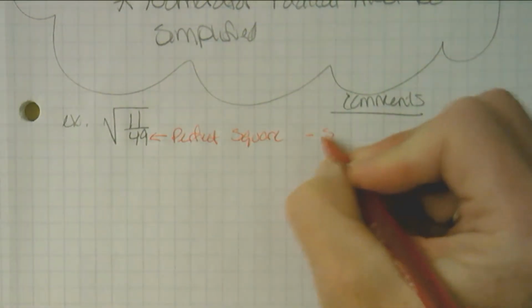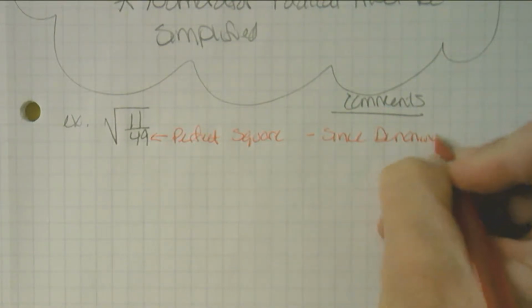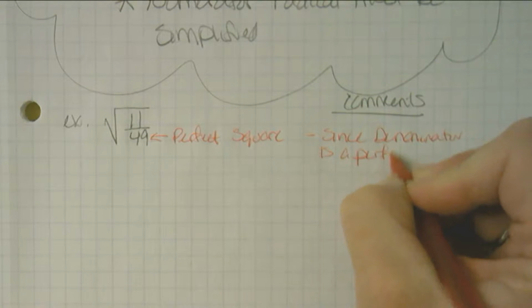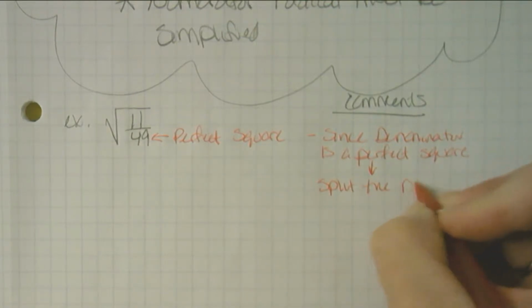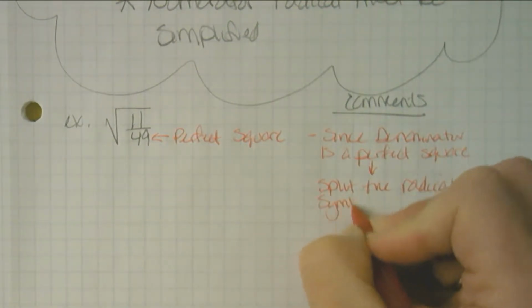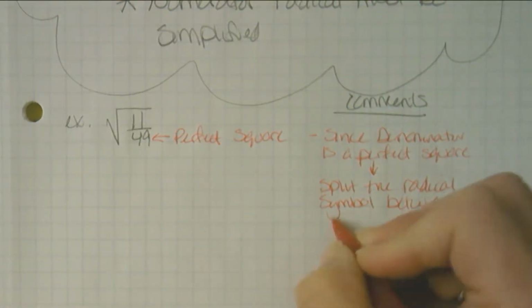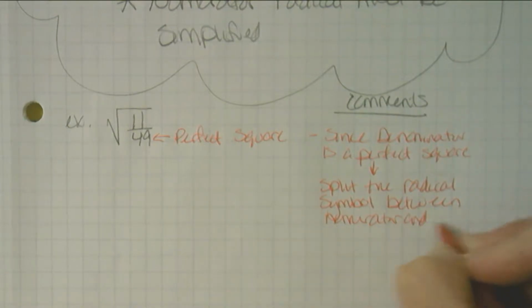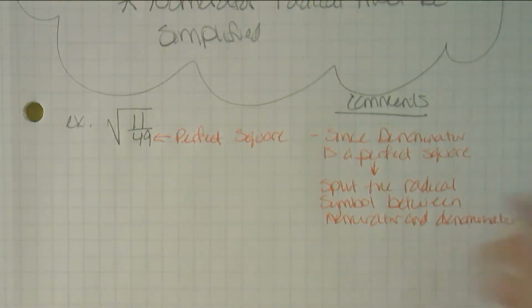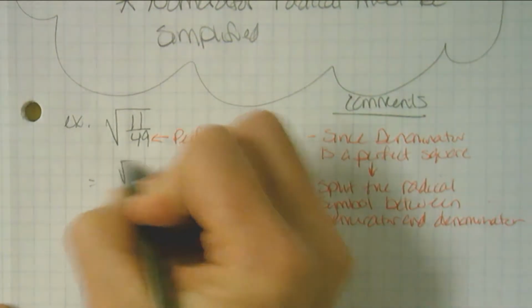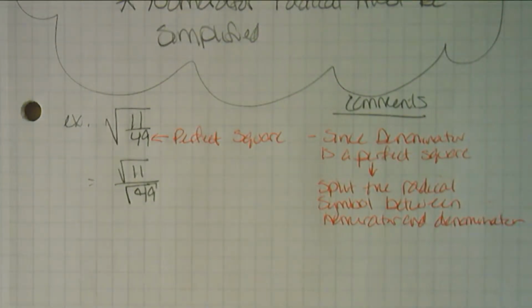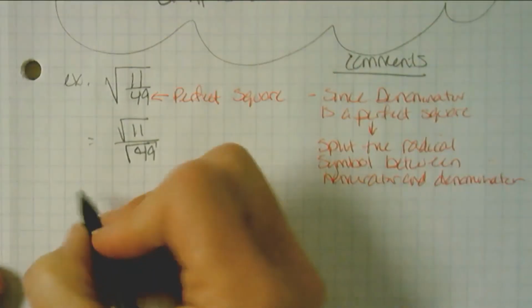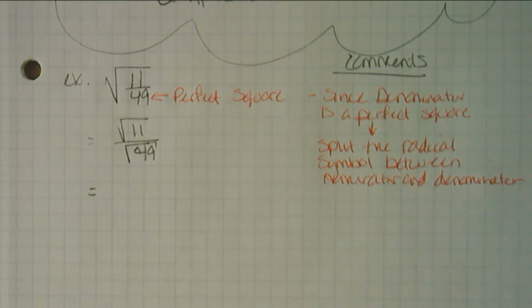So I'm going to say here, since the denominator is a perfect square, split the radical symbol between the numerator and denominator. I have the square root of 11 over the square root of 49. What is the square root of 49? Nick? 7. So my denominator is now a 7.